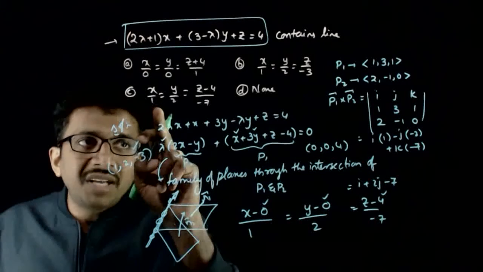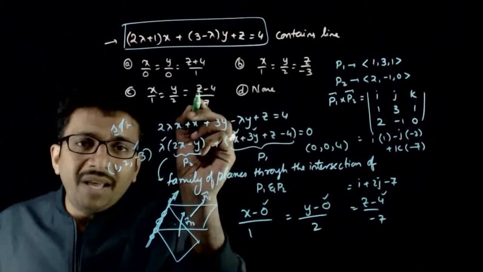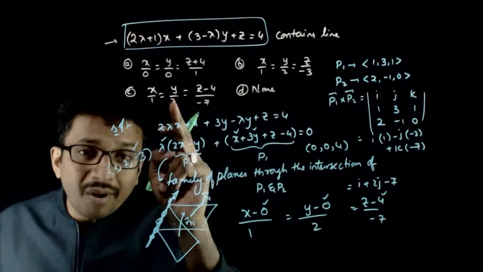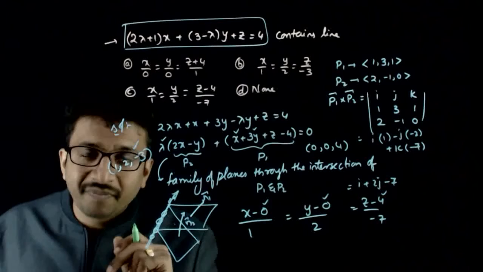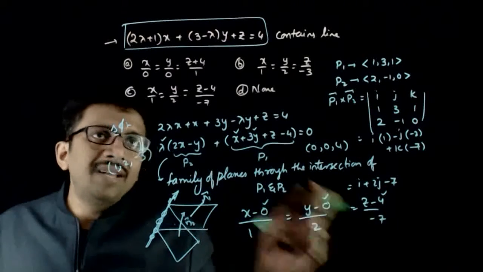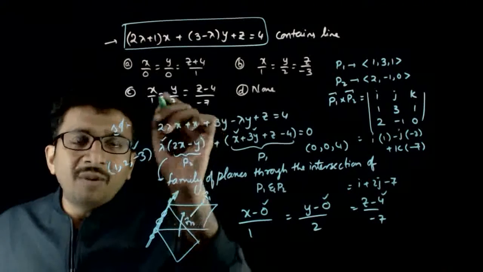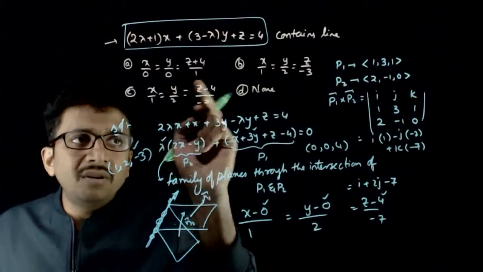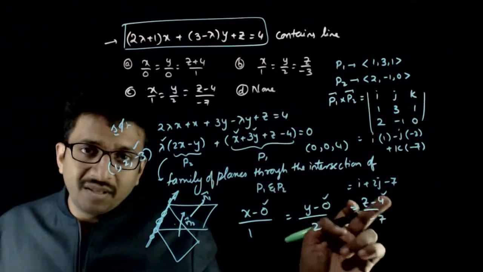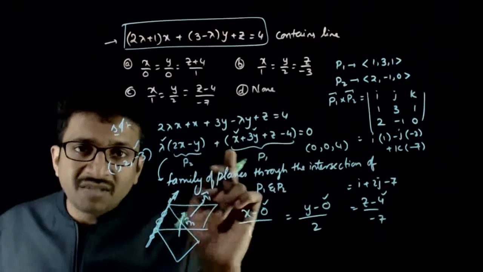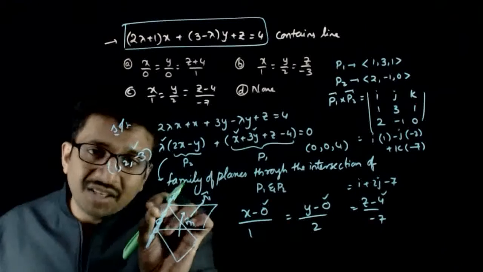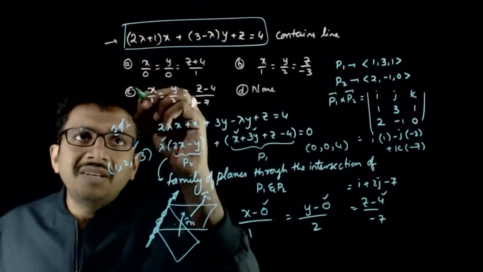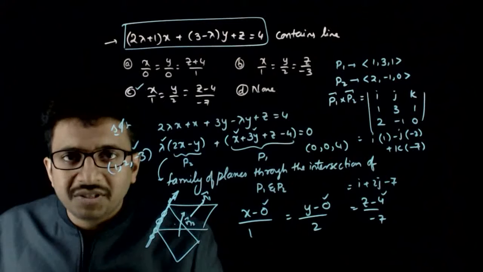So you have to check which point is used in the option, and whether that point satisfies both these planes or not. For 1, 2, −7, you have only the third option, and the point used in the third option is (0, 0, 4), which is also okay. (0, 0, 4) satisfies P1 as well as P2. That means it is in the intersection of P1 and P2. So option C is the right answer to this question.